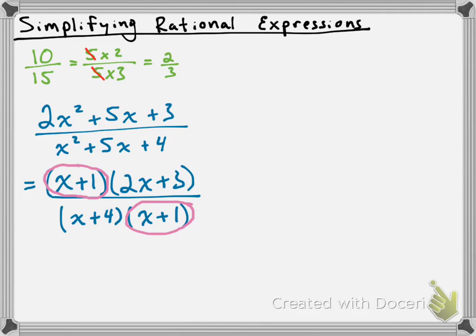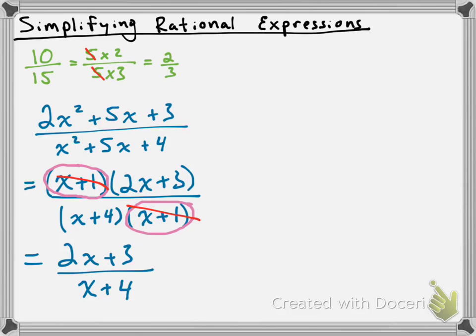Now, just like in our first example when we had a common factor of 5 that we canceled, we can actually cancel these common factors. So x plus 1 and x plus 1 cancel with one another. And that's going to leave us with 2x plus 3 up top and x plus 4 on the bottom. So this is now fully simplified. We've simplified this rational expression by canceling the common factor.